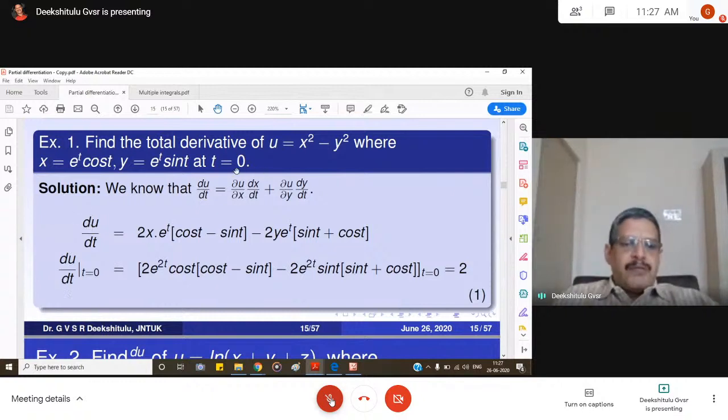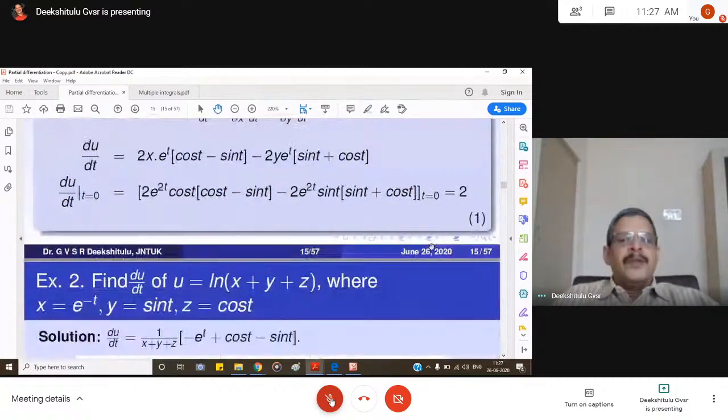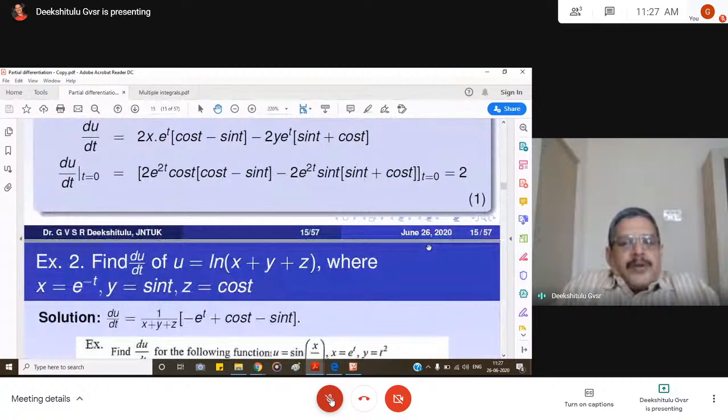What we want at t is equal to 0. If we put t is equal to 0 in this, sin t becomes 0, e power 2t becomes 1, cos t becomes 1. So if you simplify this, you get the value as 2.